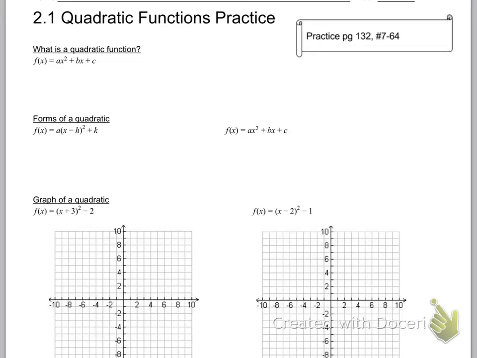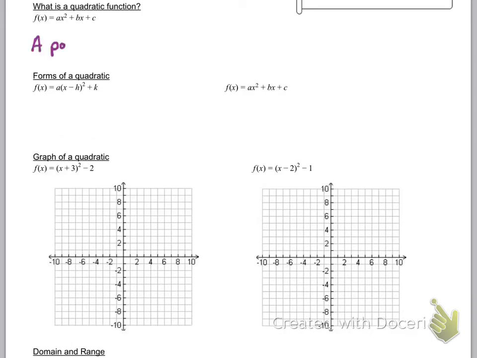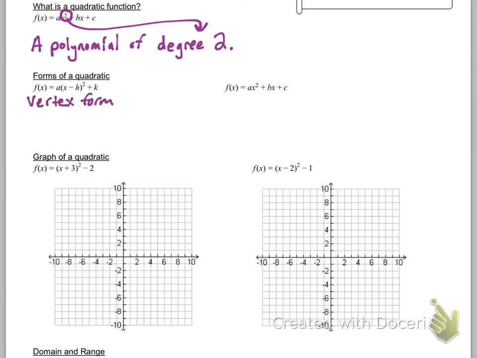We're going to learn about quadratic functions, and let's go ahead and get started. So first of all, a quadratic function is just a polynomial of degree 2. By degree 2, I mean that the highest exponent on the variable is 2. So you see I circled that there.